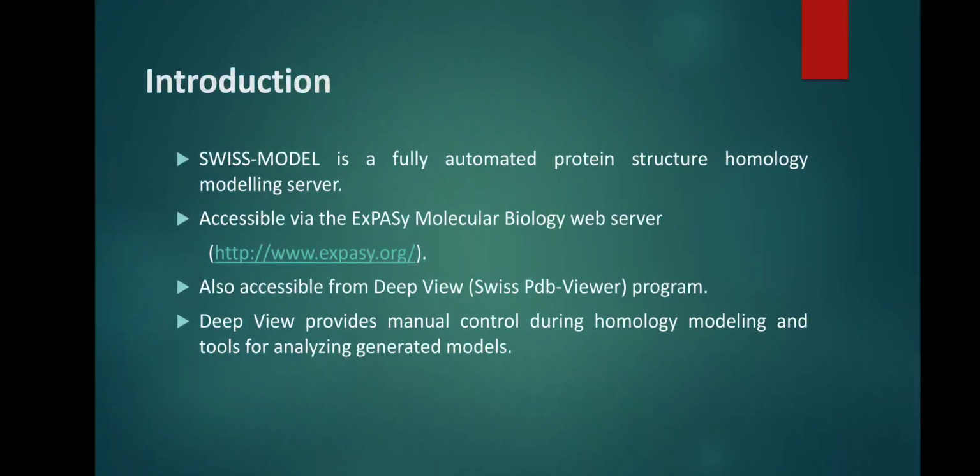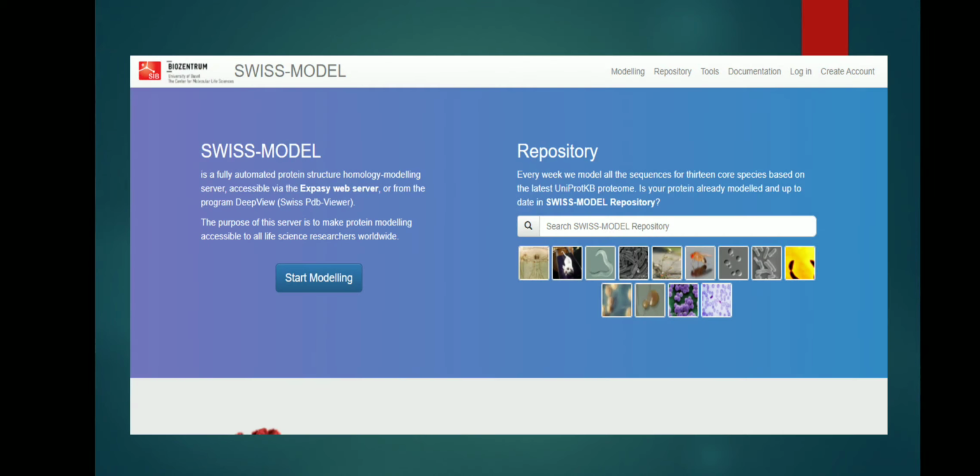Swiss model is a fully automated protein structure homology modeling server. This is used for homology modeling of proteins with unknown structures. It is accessed by a specific biological web server under the following link. It is also accessible from PDB, that is from DeepView. The DeepView provides manual control during homology modeling and tools for analyzing generated models. This is the homepage of Swiss model.